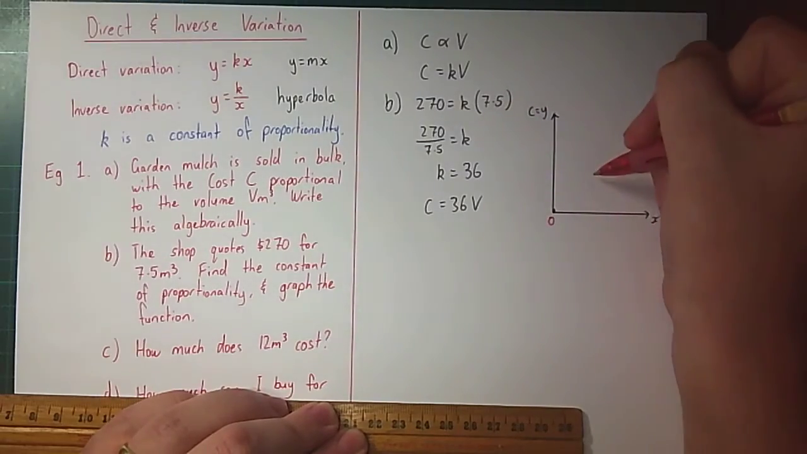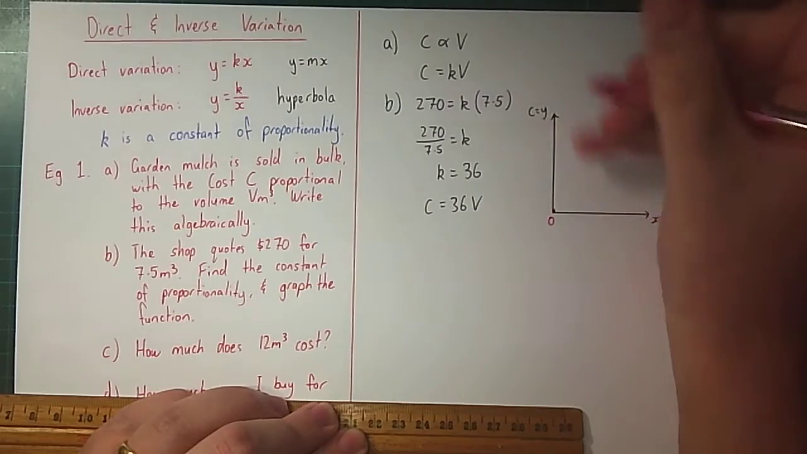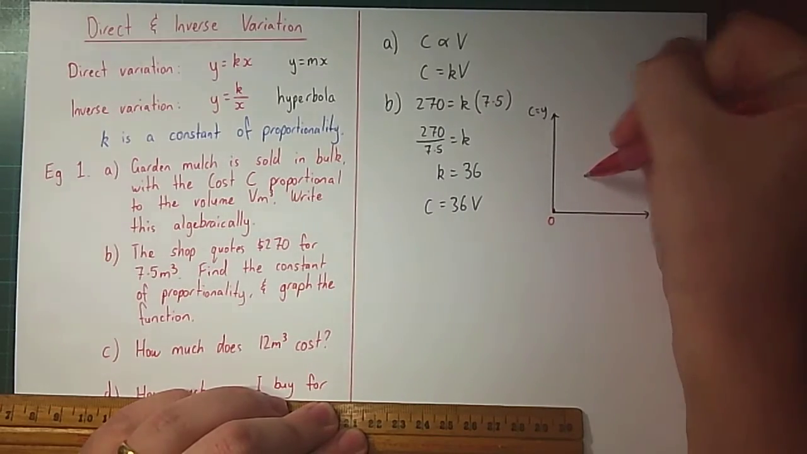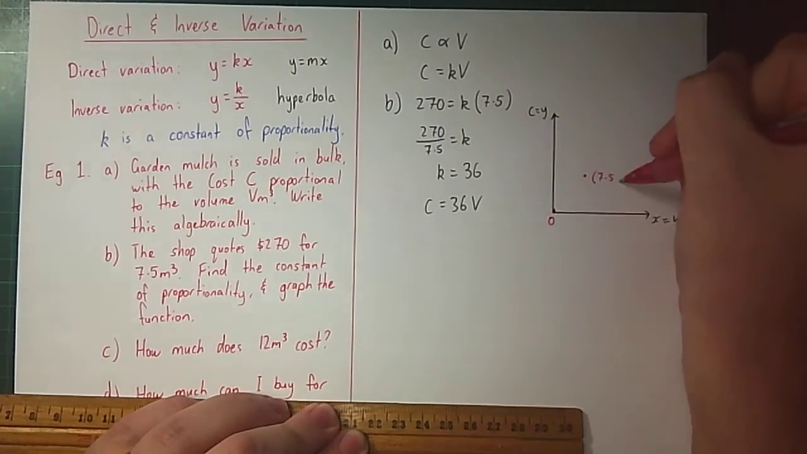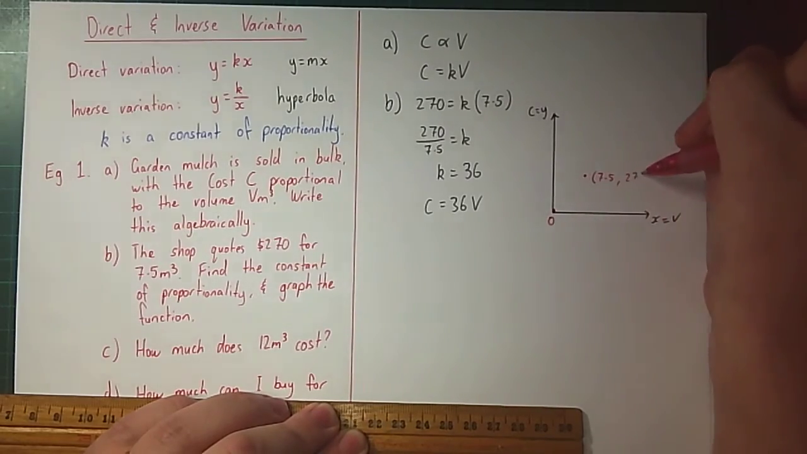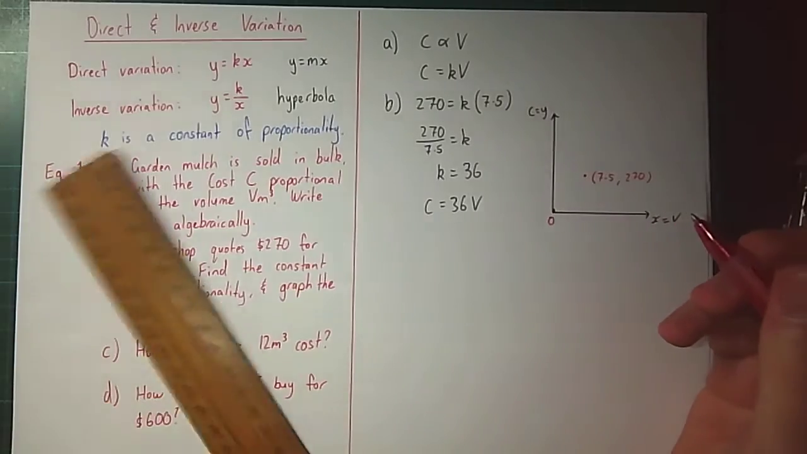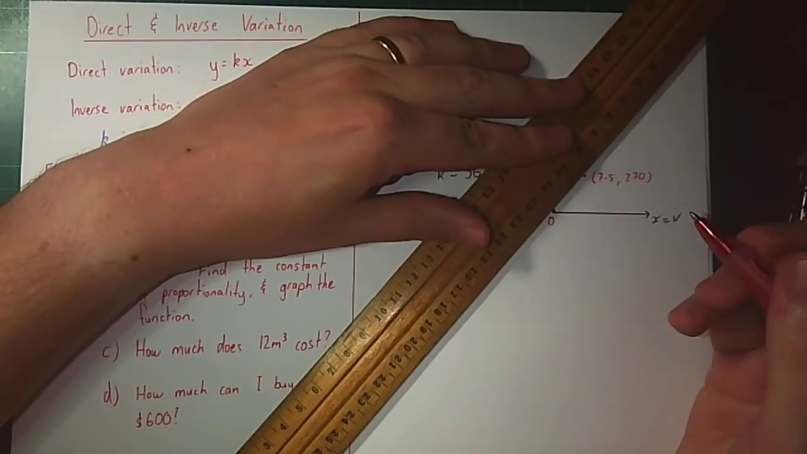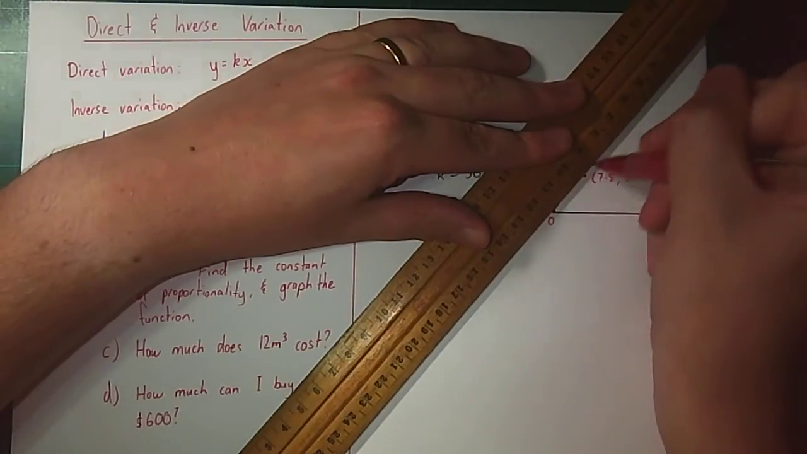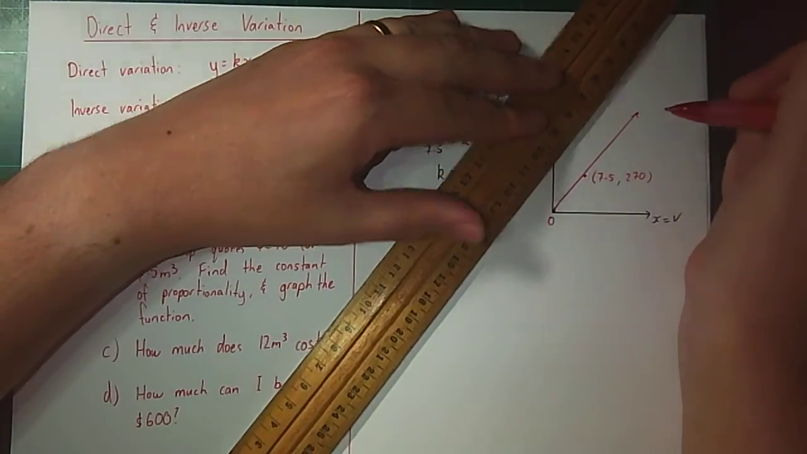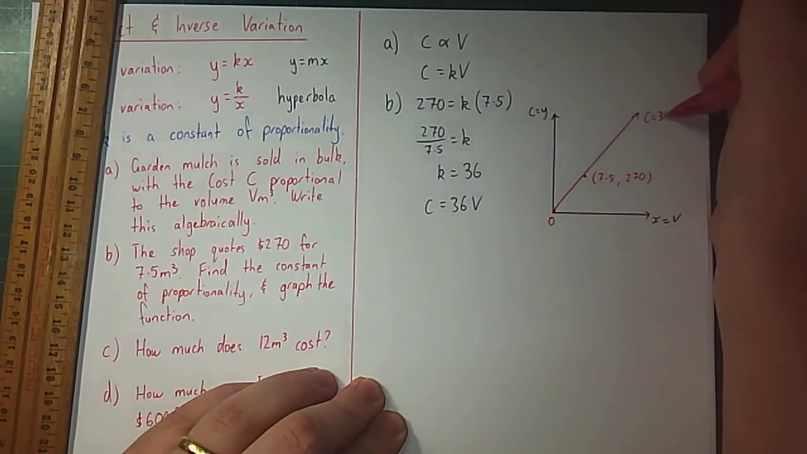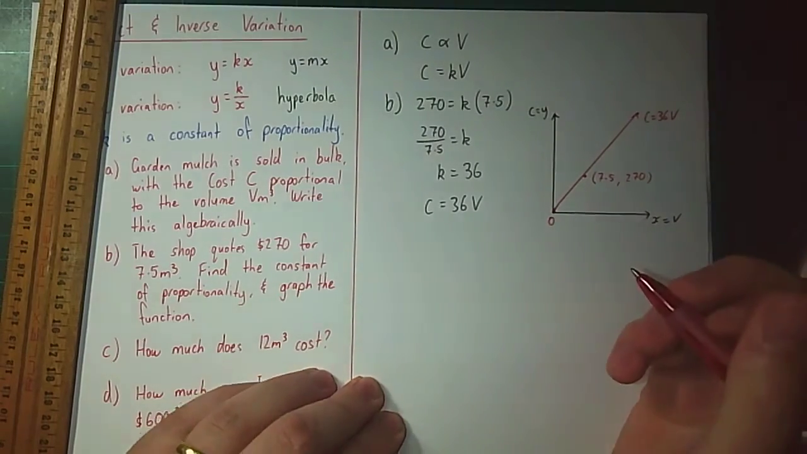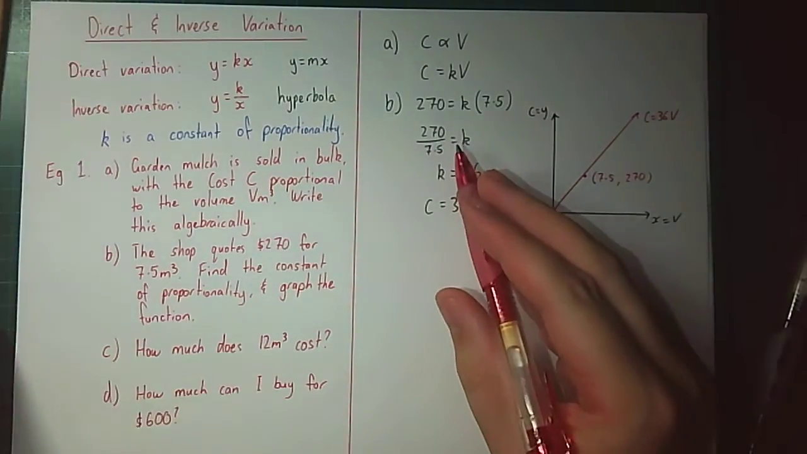So if we graph that, we haven't set axes yet, haven't set dimensions, so I'm just going to make that 7.5 as our V and 270 as our C, and all we have to do is connect those dots and we'll have a graph of that function. So that is our C is equal to 36V. So that answers our part B.